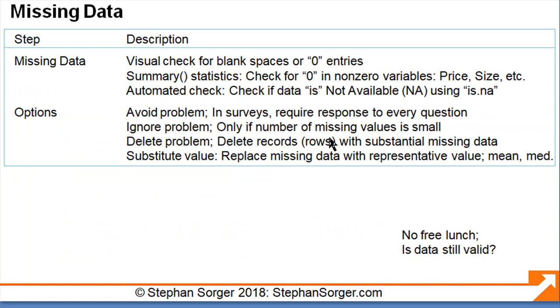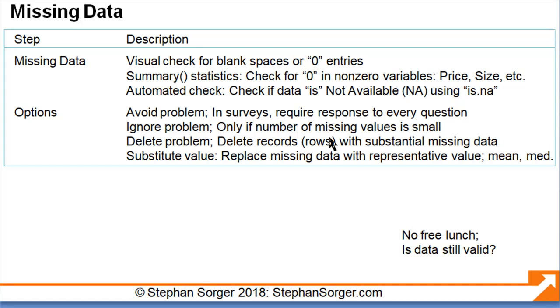We now need to check for missing data. For small data sets, we can visually check for blank spaces. For larger data sets, we can use the summary function to check for zeros and non-zero variables. For example, we should not see zeros for variables such as price and size.